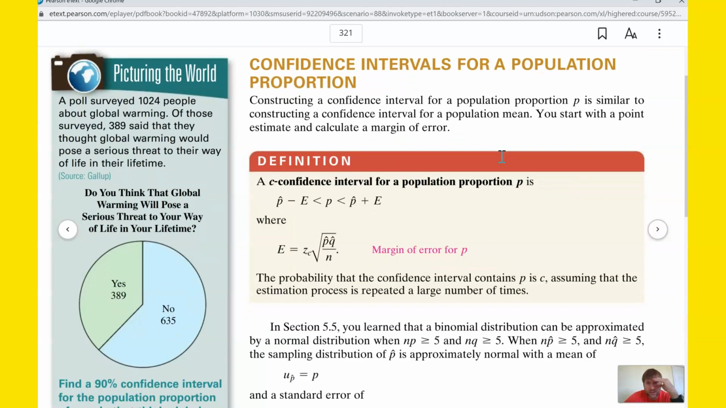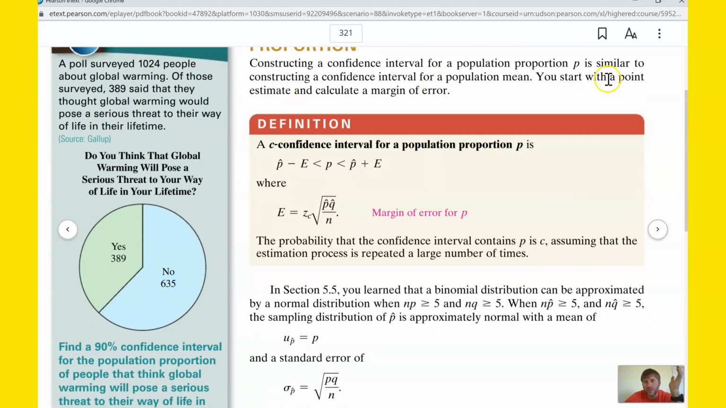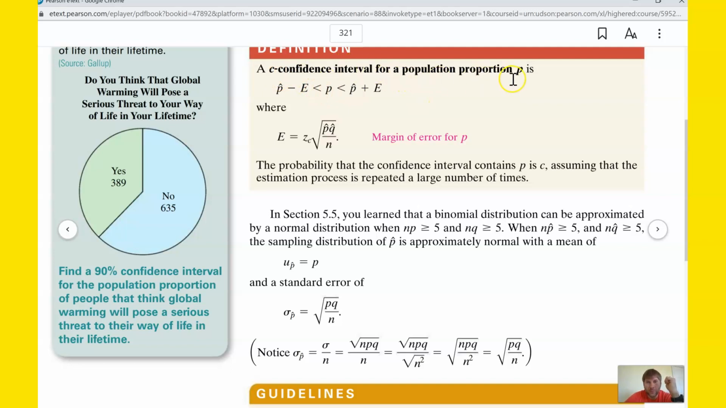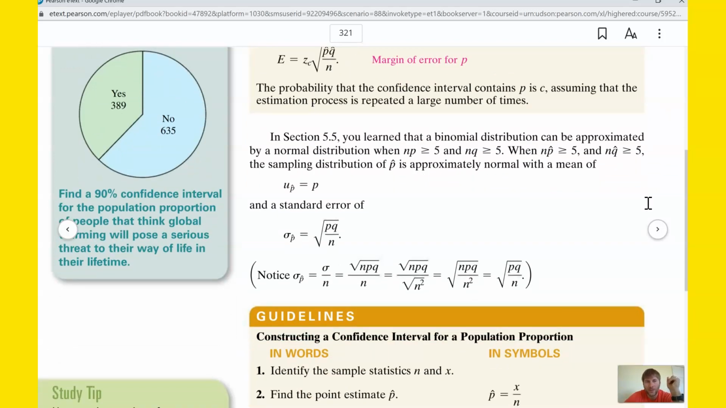All right. Constructing a confidence interval for a population proportion is similar to constructing a confidence interval for a population mean. You start with a point estimate and calculate a margin of error. So a c confidence interval for our population proportion p, so c confidence would be like 90% confidence, or 95%, or 99%, or whatever it might be. And the margin of error is going to be z sub c, that we find the same way we did before with the inverse normal function on our calculator, times the square root of p hat times q hat divided by n, where n is the sample size. The probability that the confidence interval contains p is c, assuming that the estimation process is repeated a large number of times.